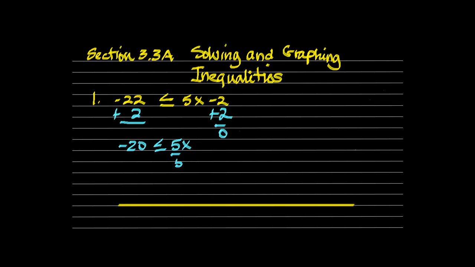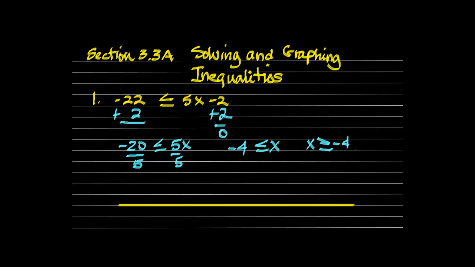Divide each side by 5. This turns to 1x, or just x. And then -20 divided by 5 is a -4. Now you can see here that I've got my x on the right hand side and my number on the left, so I'm going to rewrite this. I put x on the left hand side, and I can see that this arrow is pointing to the -4. The inequality is pointing to the -4, so that's the way that I'm going to rewrite it.